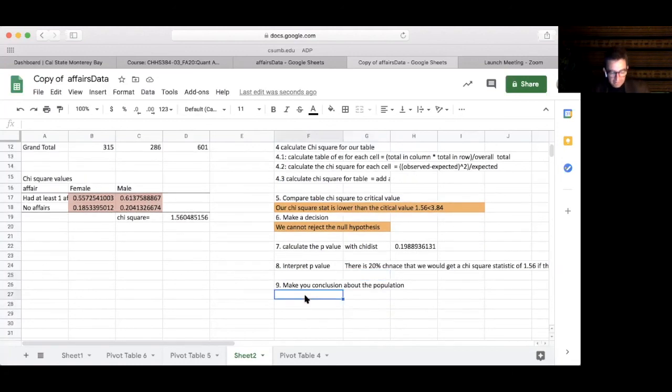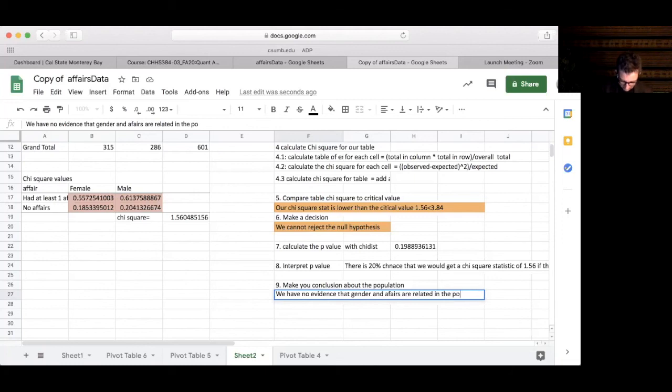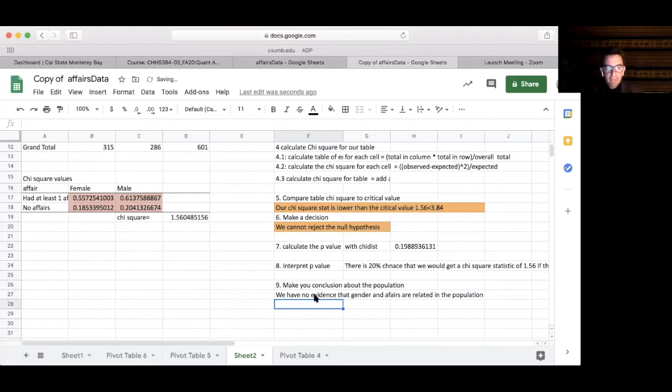Well, we can't reject the null. So we're going to say we have no evidence that gender and affairs are related in the population. That's all we can conclude. If we cannot reject the null, that's all we can conclude.